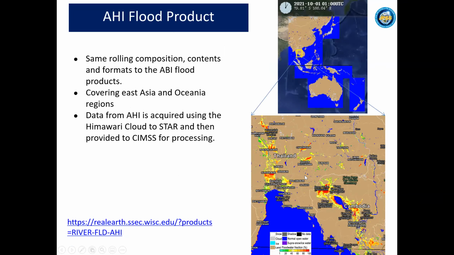This is the AHI flood product. It has the same composition, contents and formats as the ABI flood product, and it covers East Asia and Oceania regions. We use the data from Himawari Cloud, and then process them in-house. The latency is a little bit longer than the ABI flood product, but it's still okay.